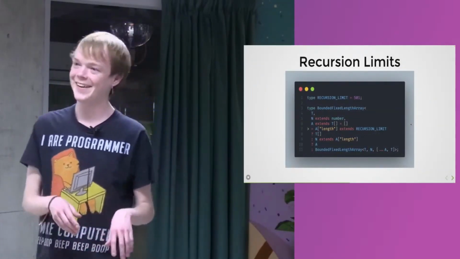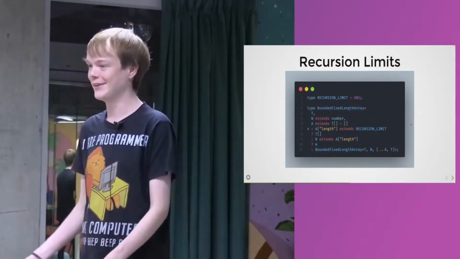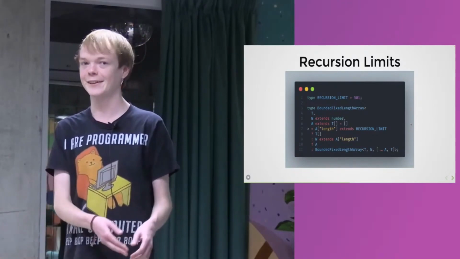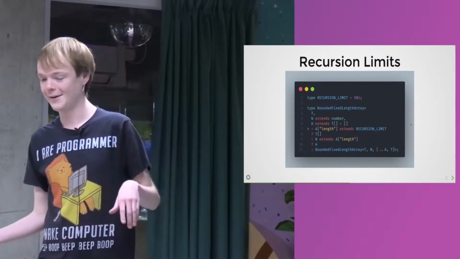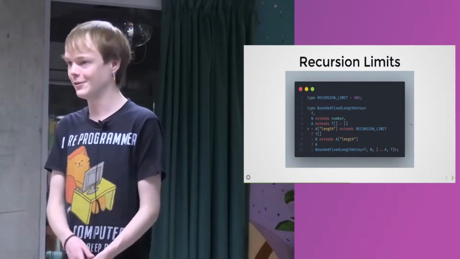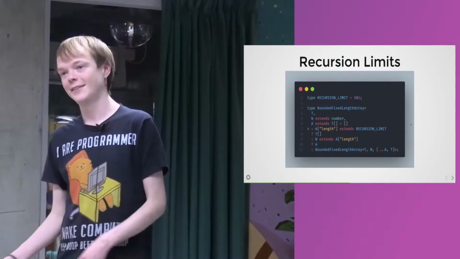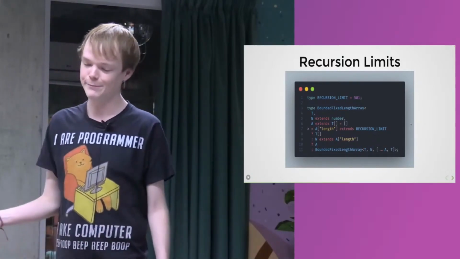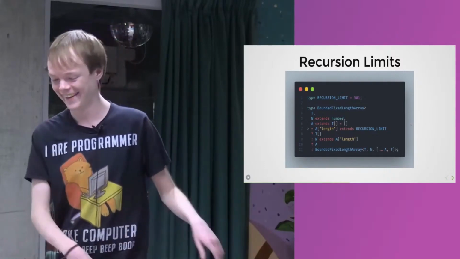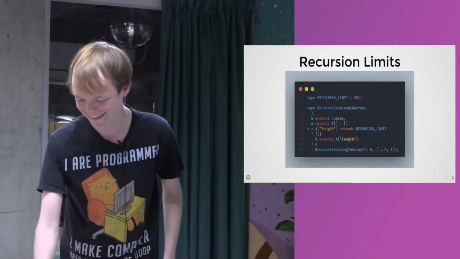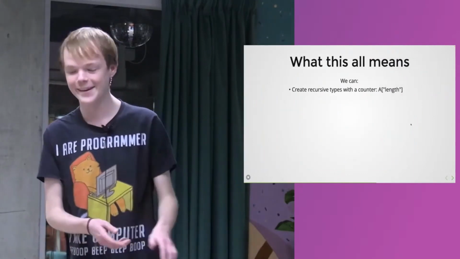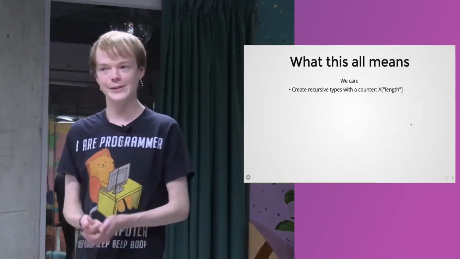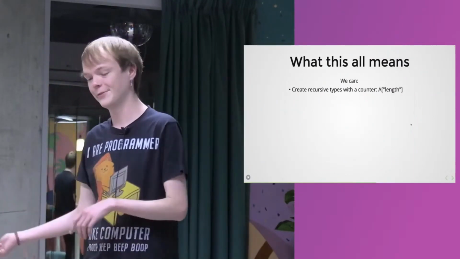This is just an arbitrary number, whichever you think works. I just figured, 501, that's a big number. That's probably more than anything that I will ever need. But then you just wait as well. So that's that. Now we can create a recursive type with a counter.